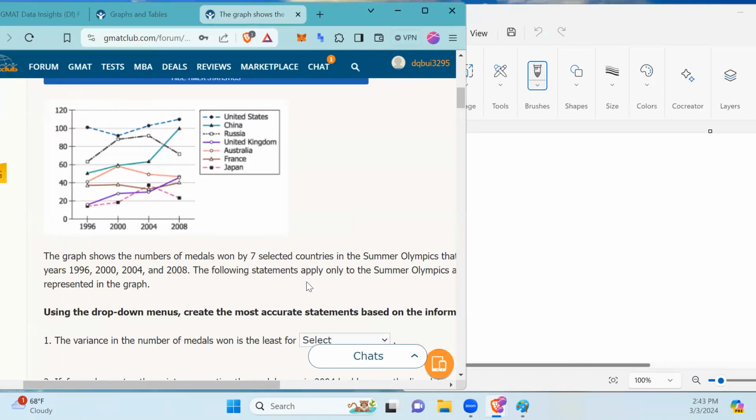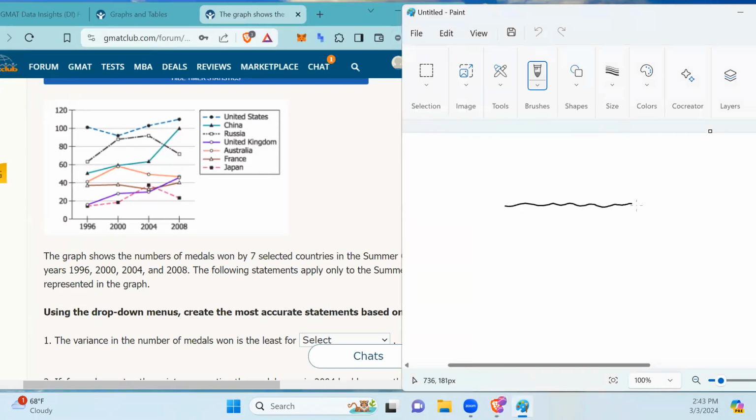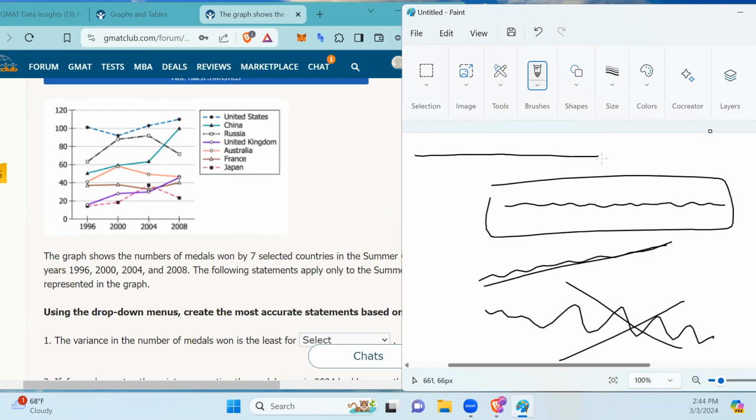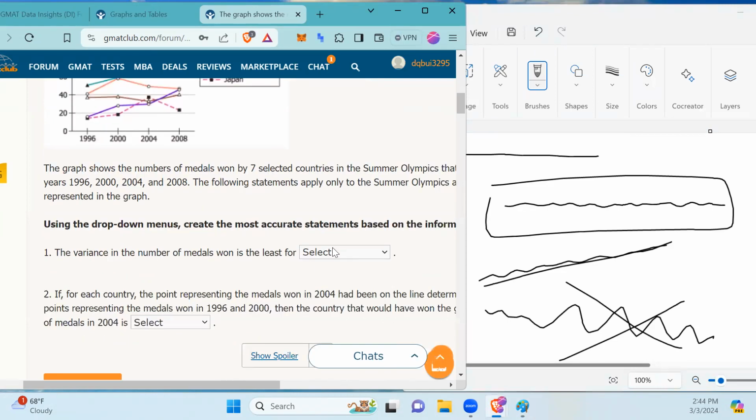France at 40. Least variance means that it's rather stable. It could go up, it could go down, but it doesn't change a lot. This is high variance. This is low variance. This is even lower variance. The closer it resembles a straight line horizontal to the ground, the lower the variance is, and the lowest variance is 0. So from the graph, it seems that France has the lowest variation.